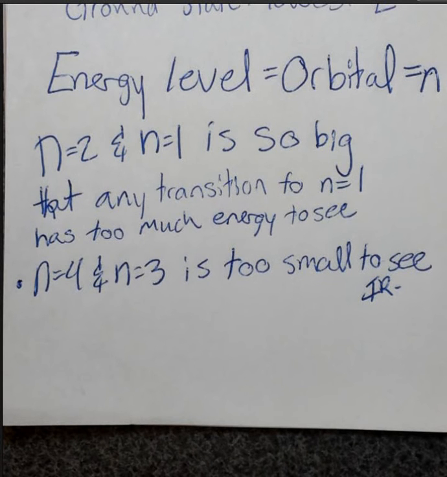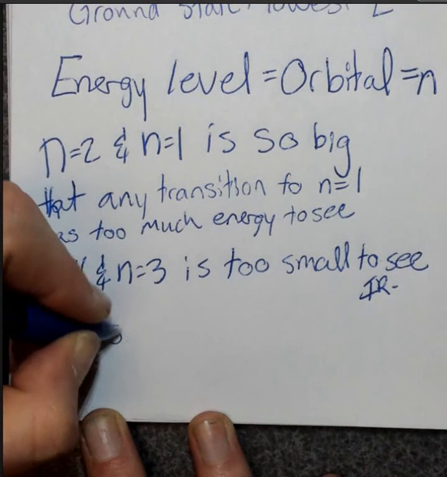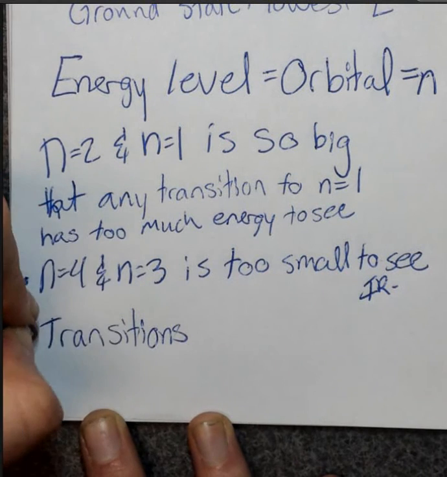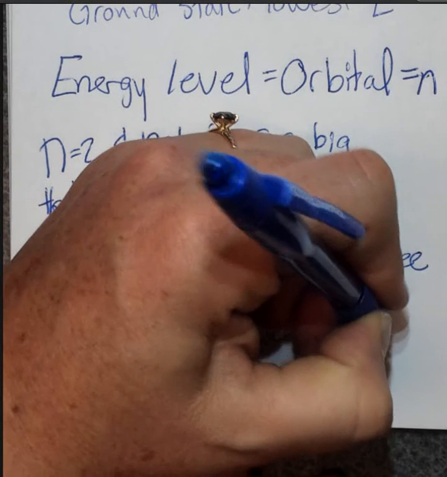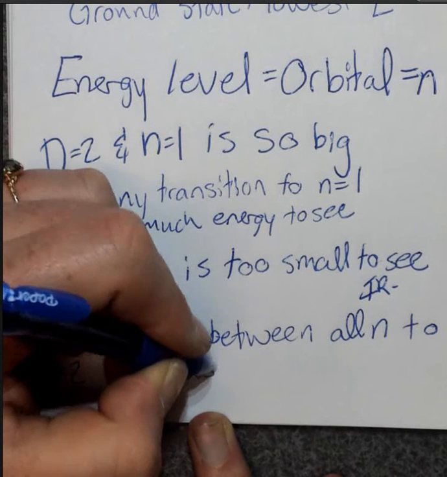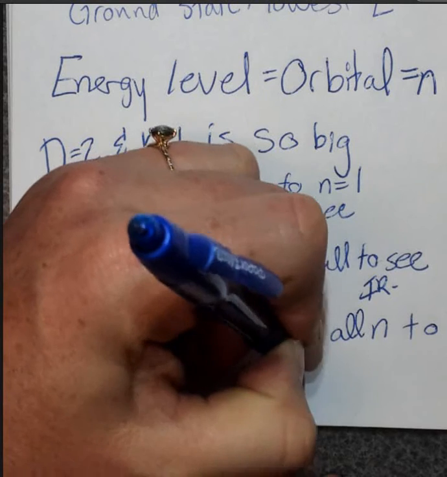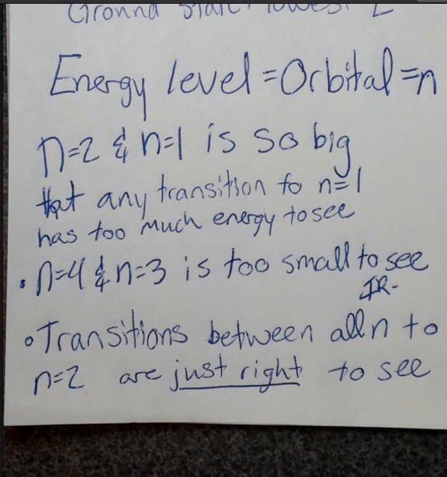And the energy transitions that are just right are transitions between all n to n equals 2. Those are just right to see. Those transitions produce visible light, between any of the energy levels above and energy level number 2.